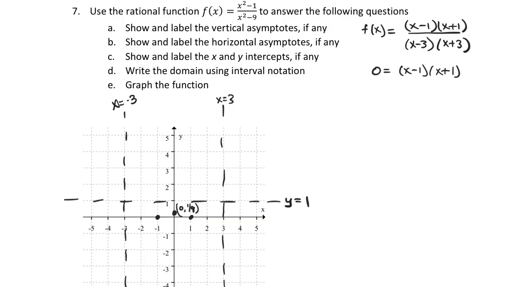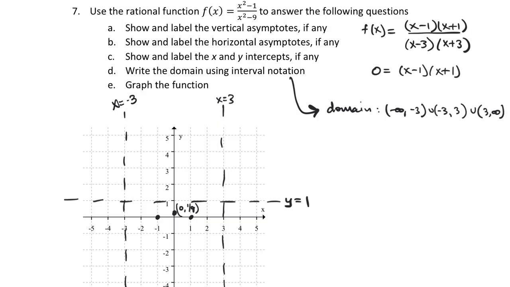The domain for part D is x cannot be 3 or negative 3. So we're going to go from negative infinity to negative 3, and then from negative 3 to positive 3, and then from 3 to infinity. So this interval notation is all real numbers except for negative 3 and positive 3.